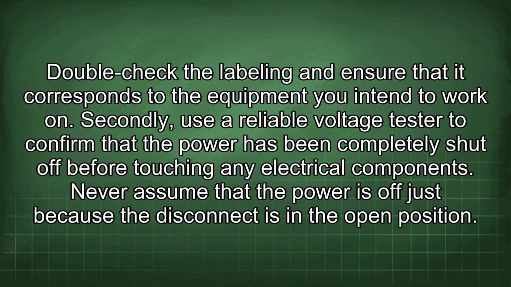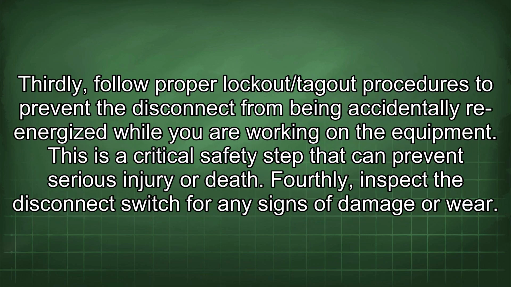Secondly, use a reliable voltage tester to confirm that the power has been completely shut off before touching any electrical components. Never assume that the power is off just because the disconnect is in the open position. Thirdly, follow proper lockout/tagout procedures to prevent the disconnect from being accidentally re-energized while you are working on the equipment. This is a critical safety step that can prevent serious injury or death.